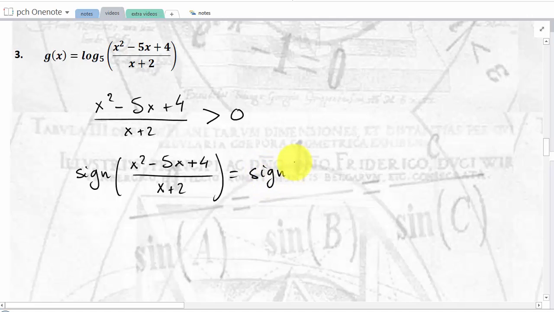I'm going to let you do the first and the second example, and we're going to start with the third example. You want the domain of this function. The domain of g is made of all the x's so that (x squared minus 5x plus 4) over (x plus 2) is strictly above 0. Now, the sign of a ratio is the same as the sign of a product. So instead of looking at this ratio, I'm going to be looking at the product: (x squared minus 5x plus 4) times (x plus 2).